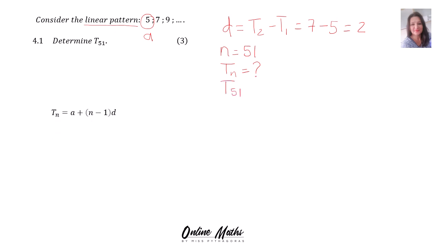Into the formula, you find the formula on the formula sheet, and then substitute all the values. Your A is 5, your N is 51, your D is 2. Again, my advice to you, use plenty of brackets when you substitute. And then when you multiply everything out with your calculator, the value of the 51st term is 105. So where are the 3 marks? The 3 marks are D's value, substitution into the correct formula, and then the final answer. There's your 3 marks.